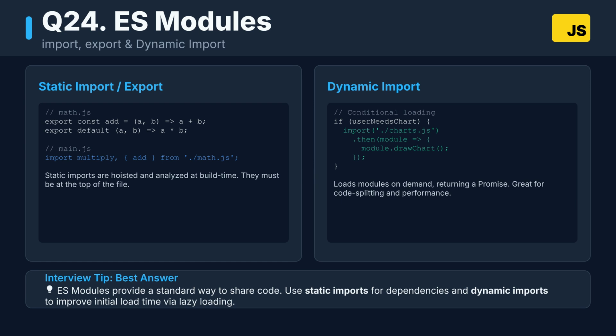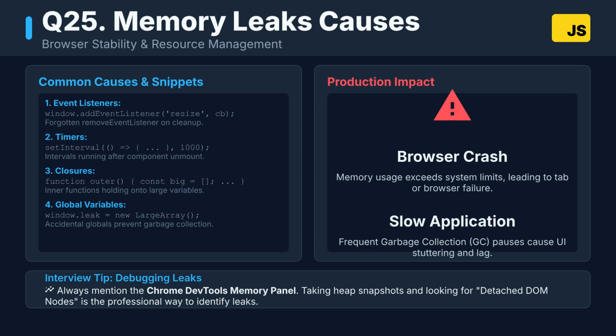Question 24. ES modules. These provide a standard for code sharing. You can use static imports for dependencies or dynamic imports to lazy load code, which significantly improves your application's initial load time. Question 25. Memory leak causes. Be mindful of forgotten event listeners, dangling timers, unintended closures, or accidental global variables, as these are common culprits that can crash a user's browser.